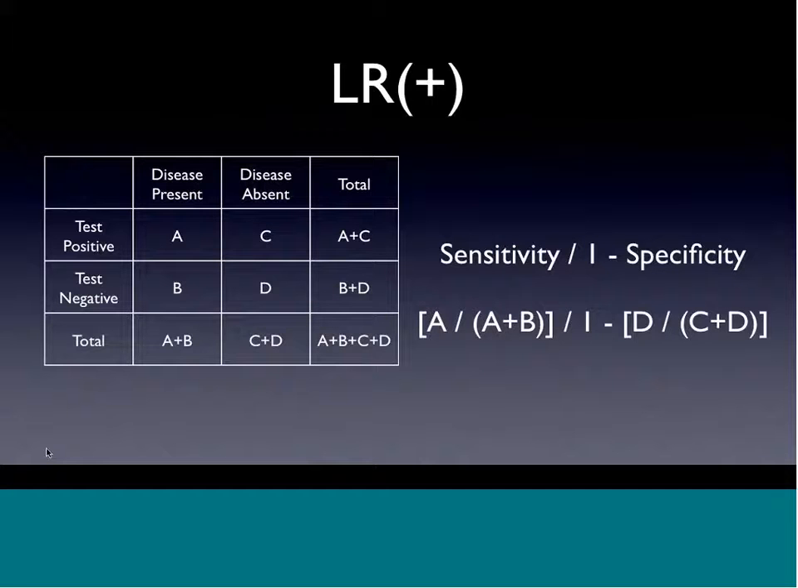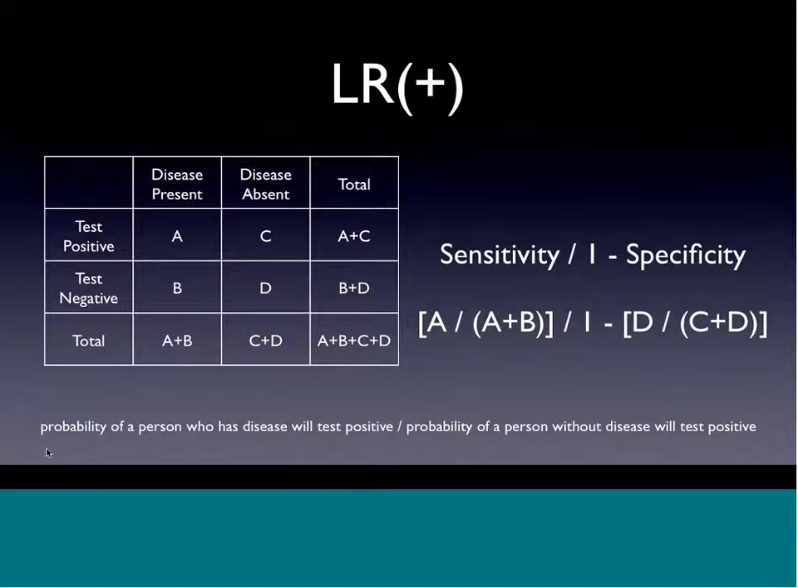So let's go back to our 2x2 table, and let's talk about positive likelihood ratio. Positive likelihood ratio will be the sensitivity divided by 1 minus specificity. So what is that telling you? It's telling you the probability that a person who has disease will have a positive test over the probability that a person without disease will have a positive test.